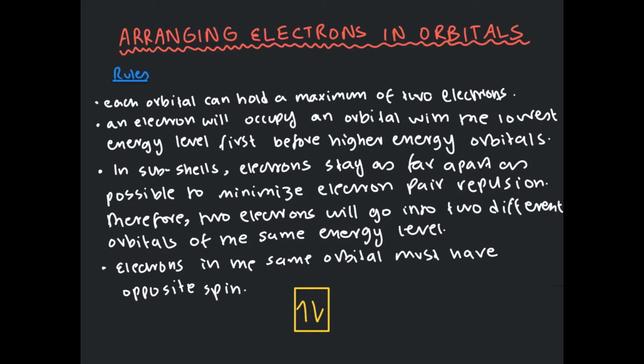So the first rule is that each orbital can hold a maximum of 2 electrons. So if you have one orbital over here, you can only have 2 electrons inside this.